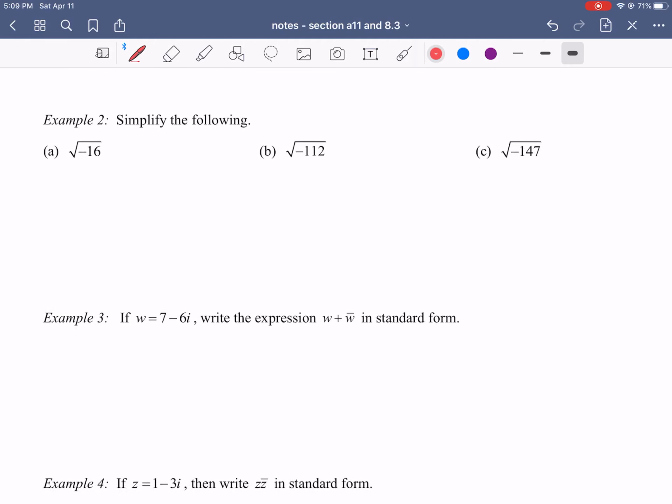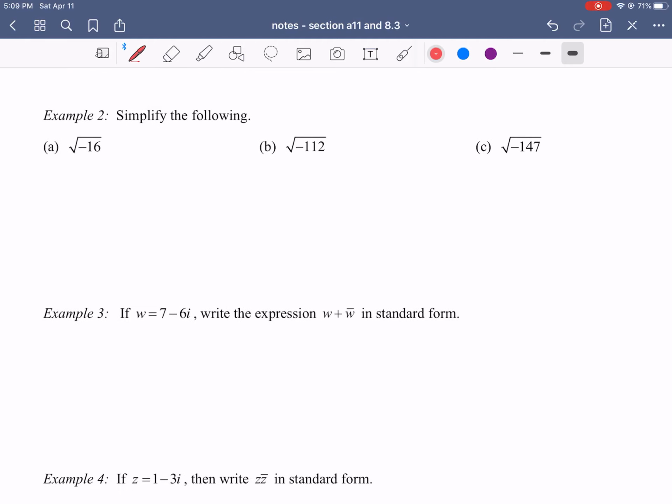Okay, in example 2, we're going to simplify some radicals that involve negative numbers. And so really, this is not going to be any different than what we've done in the past in simplifying radicals. It's just that because it's the square root of a negative number, we're going to have to include an i in our answer. So letter A is very straightforward, square root of negative 16.